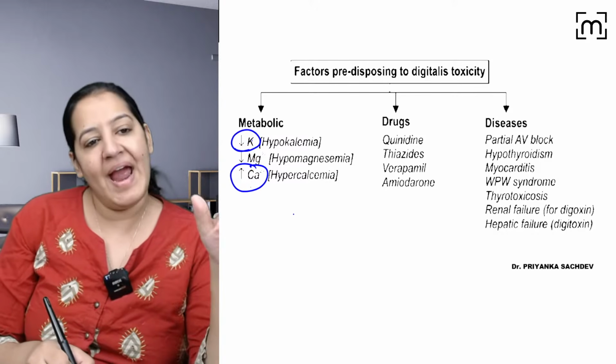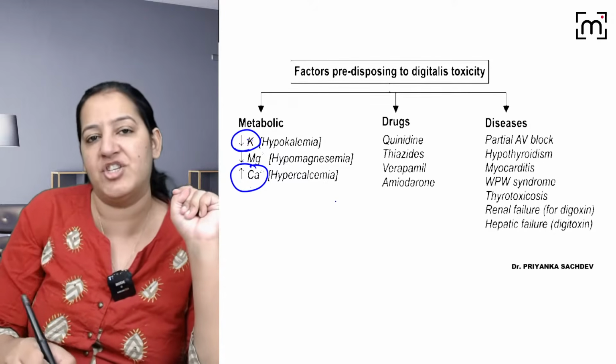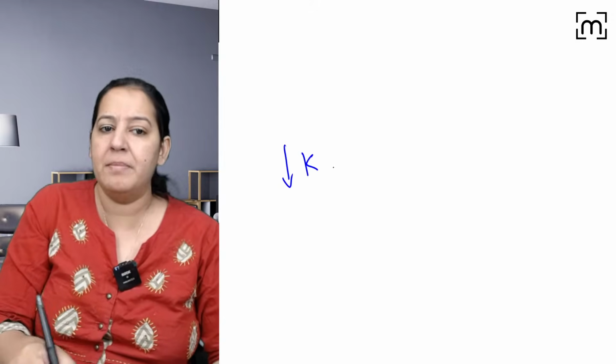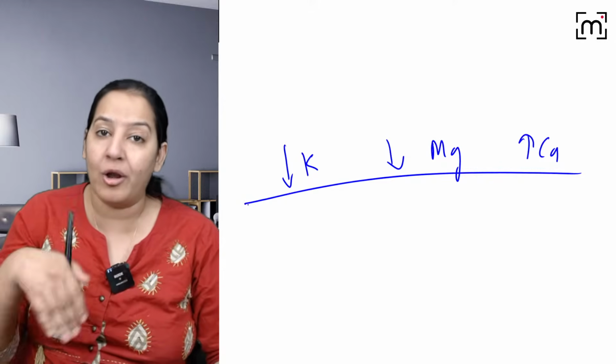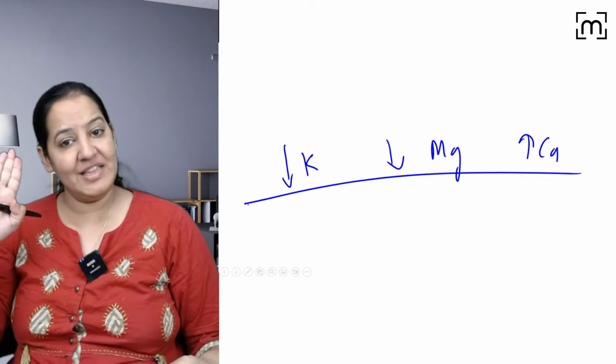Decreased potassium and increased calcium. Decreased potassium leads to decreased magnesium also. So basically you have to learn 3 electrolytes: decreased potassium, decreased magnesium and increased calcium. They all can lead to Digitalis toxicity. Learn 3 electrolytes. ये तीनों avoid करना है.